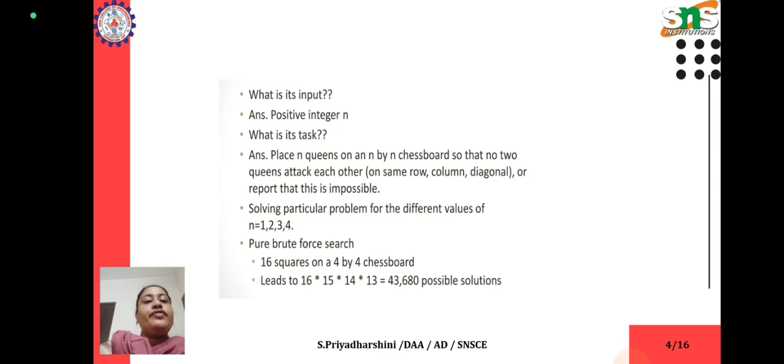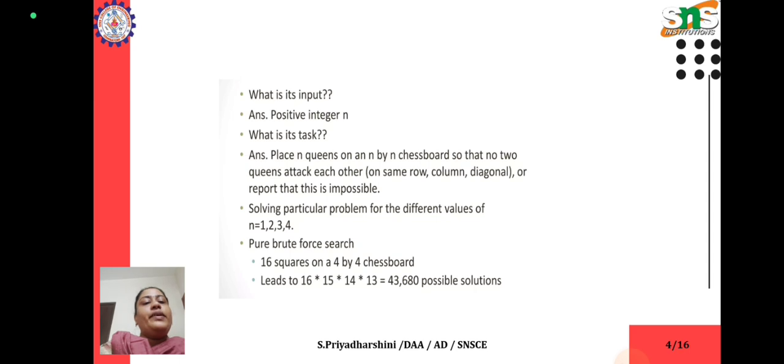So here are a few questions we will keep in mind. What is the input of the n-queens problem? It is a positive integer n. What is its task? We have to place n queens on an n by n chessboard so that no two queens attack each other on the same row, column, or diagonal, or report that it is impossible. These are its tasks, or the implicit constraints on an n by n chessboard.